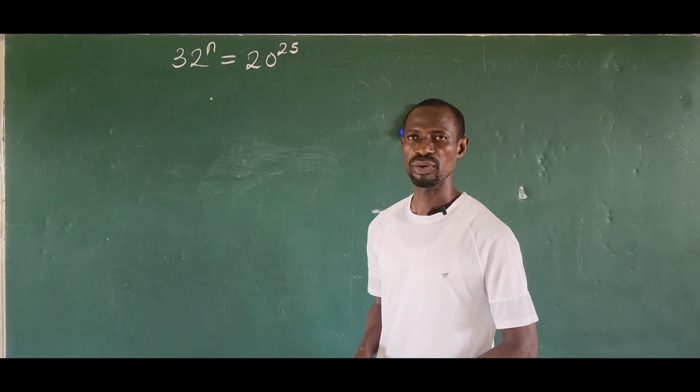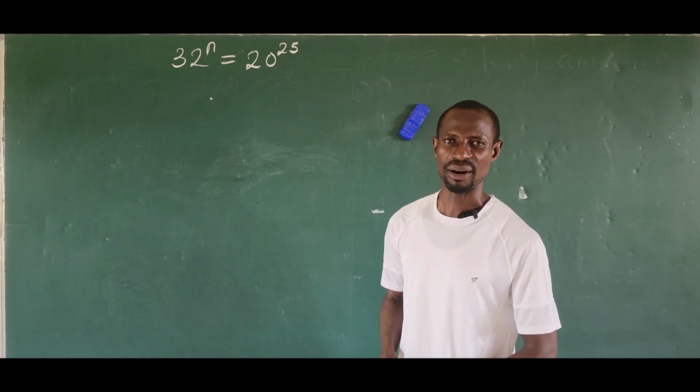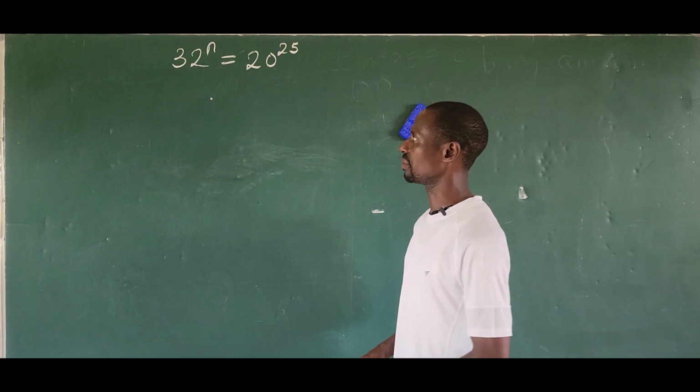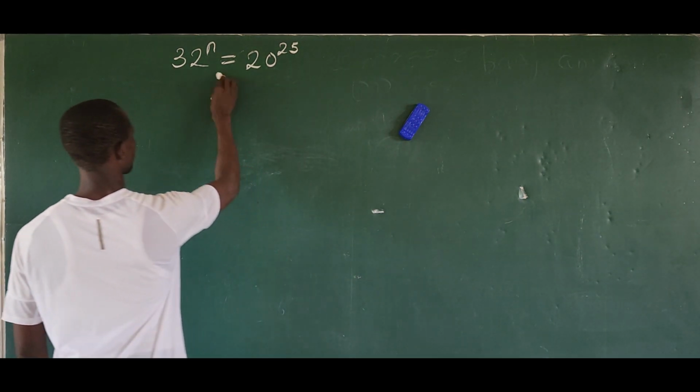Today we have this simple exponential challenge before us. The question is 32 to the power of n equal to 20 to the power of 25. What is the value of n here? Okay, so we take our solution here.